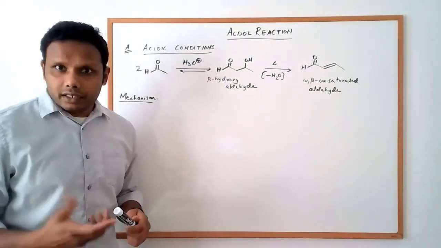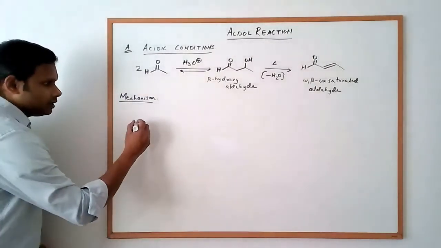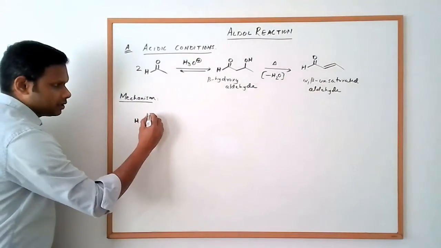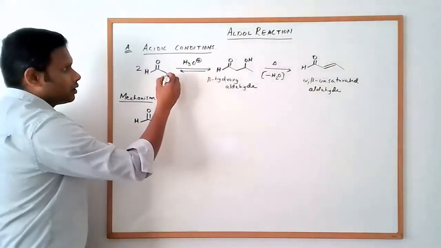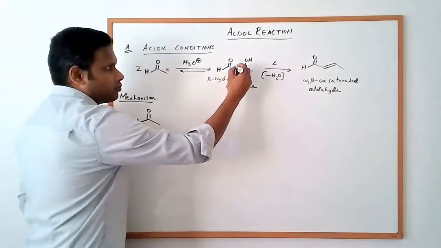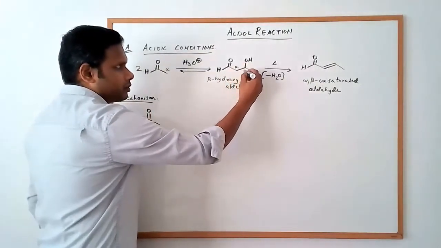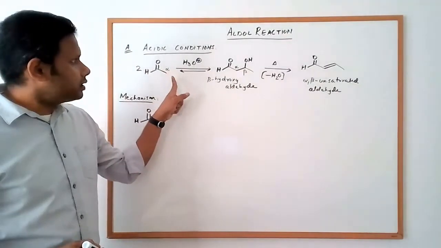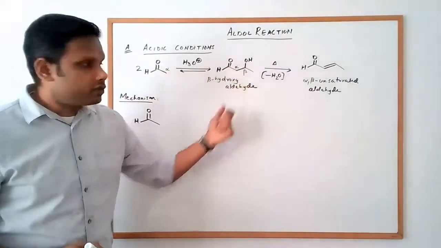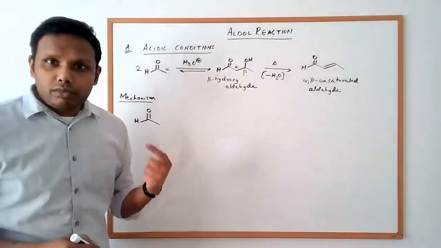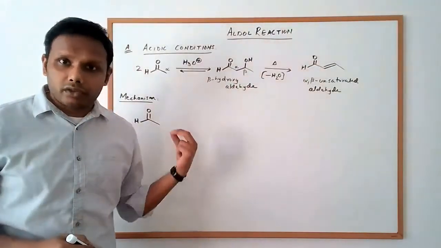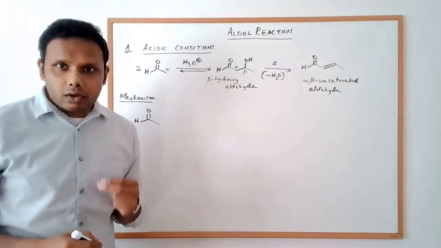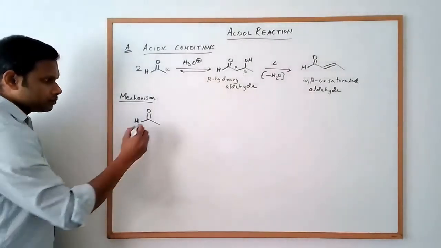Let's see why that's the case, okay? So if we think about mechanism here, since we are under acidic conditions and we are doing a reaction that involves the alpha carbon, notice we are making a bond between the alpha carbon of one aldehyde with the carbonyl carbon of another aldehyde. So that means there should be a nucleophile, and the nucleophile under these acidic conditions is going to be the enol intermediate. That would be our nucleophile.